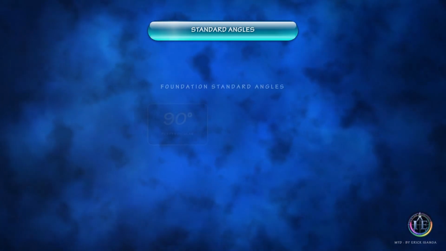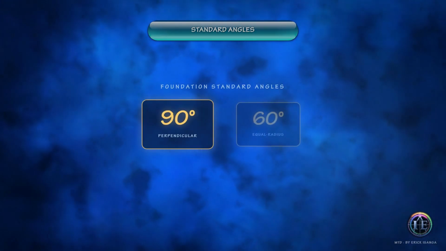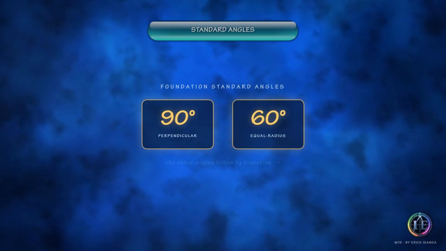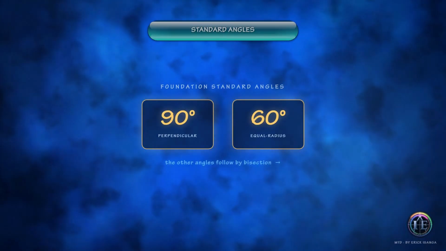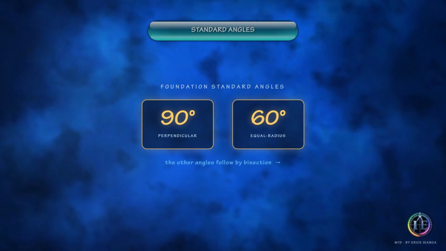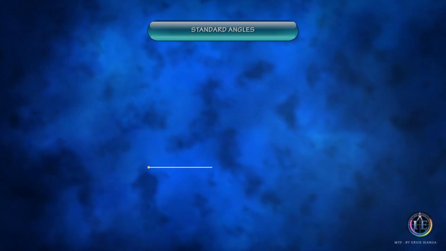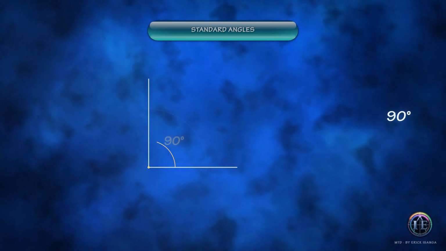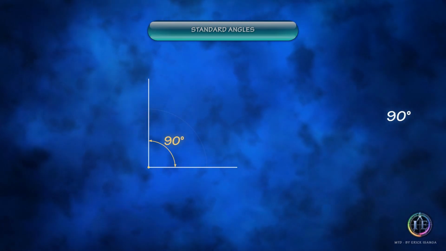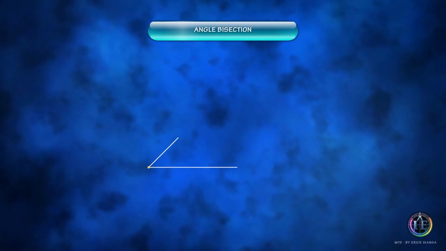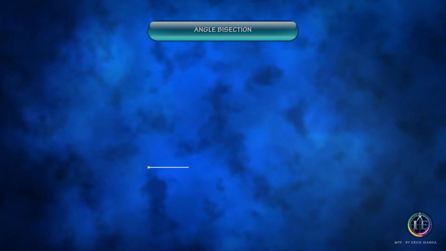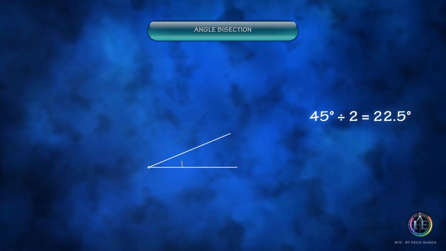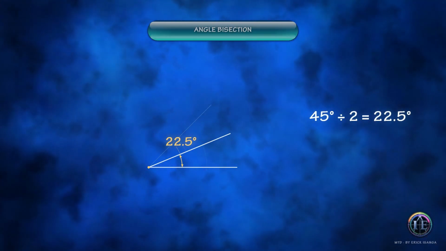We begin with two fundamental standard angle constructions, 90 degrees and 60 degrees. From these two foundation angles, other useful angles are developed through geometric bisection. The 90-degree angle establishes the fundamental perpendicular. By bisecting 90 degrees, we obtain 45 degrees. And by bisecting 45 degrees again, we obtain 22.5 degrees.